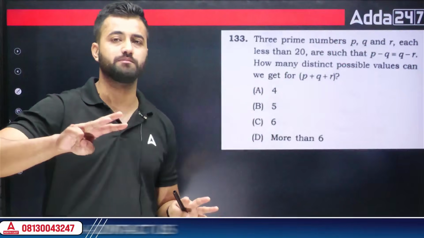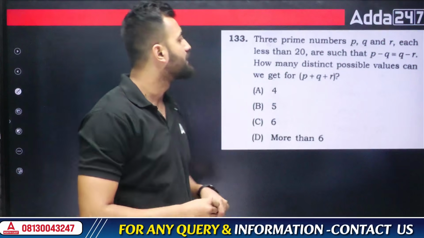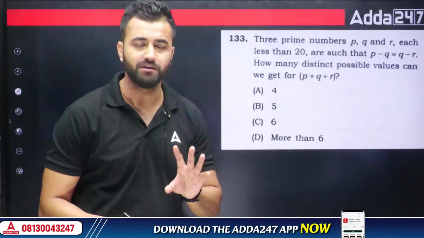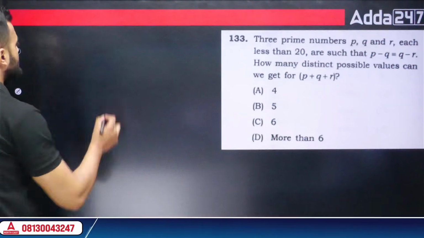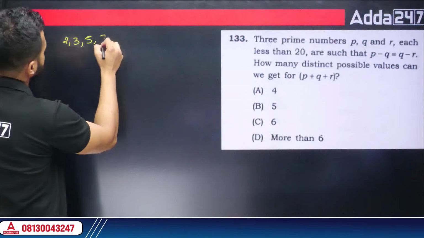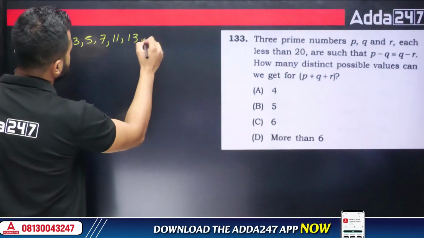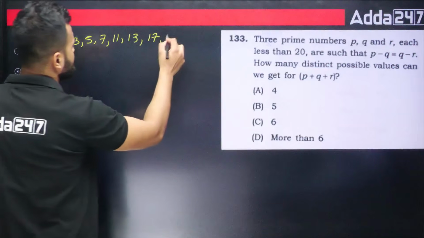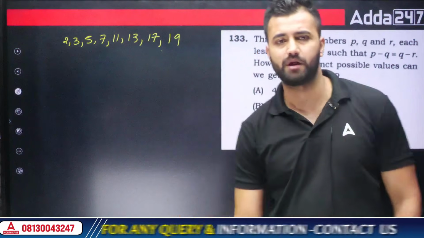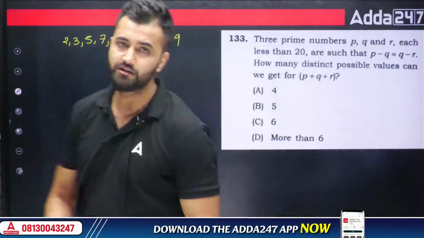So there are 3 prime numbers, p, q, and r. Each of the prime numbers is less than 20. Easy. So I'll write down the prime numbers which are less than 20. What are those? 2, 3, then we have 5, 7, 11, 13, and 17. And then 19 as well. These are the prime numbers less than 20 that they have mentioned.